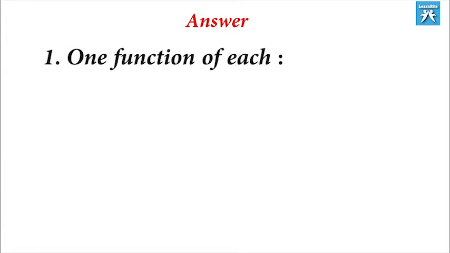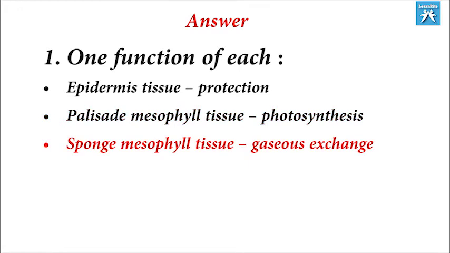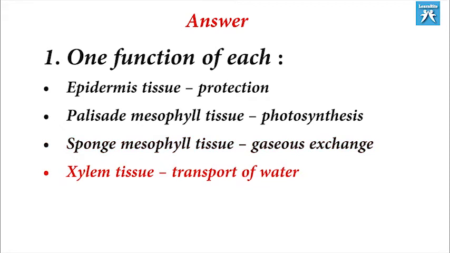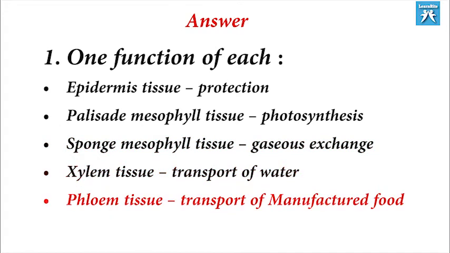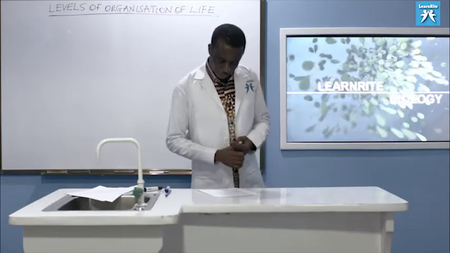One function of each. Epidermis: protection. Palisade mesophyll: photosynthesis. Spongy mesophyll: gaseous exchange. Xylem: transport of water. Phloem: transport of manufactured food, organic food, from photosynthesis. Any of the terms. Next question.